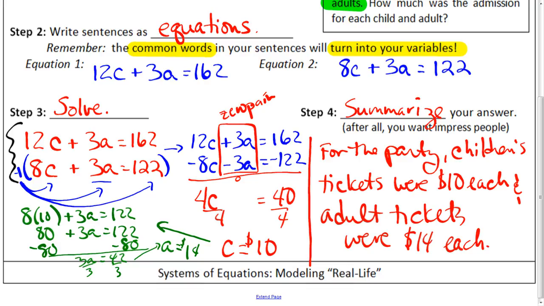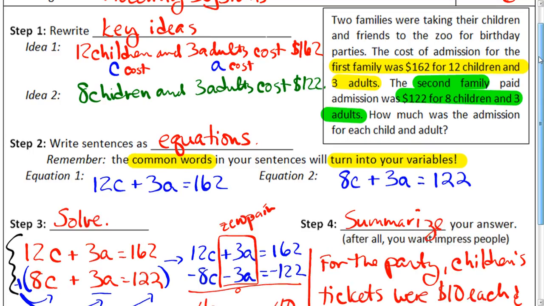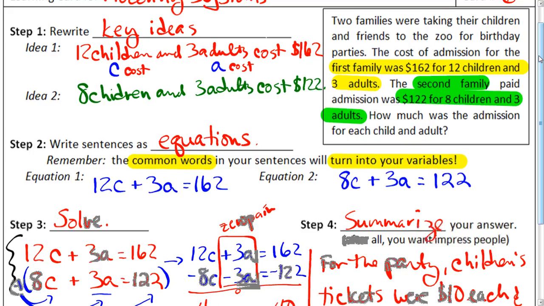Now again, there may be different ways to write sentences here. There may be different ways in terms of setting stuff up, but the same main key idea is still here. Okay? Rewrite your key ideas, come up with your equations, solve it out, and then you're going to summarize it.